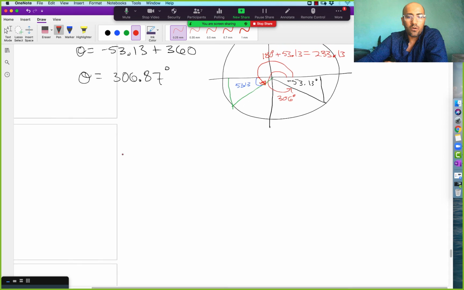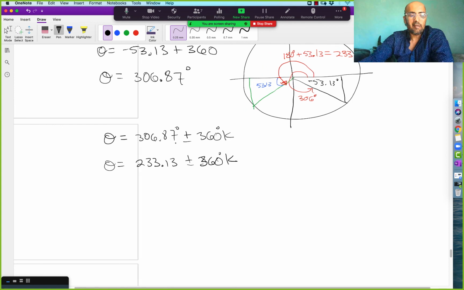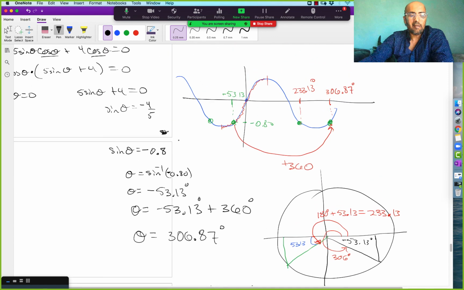Okay, so our answer then is going to be theta equals 306.87 degrees plus or minus 360K. And then the other one is theta equals 233.13 degrees plus or minus 360K. But that's just half our answer, because that is all stemming from up here.